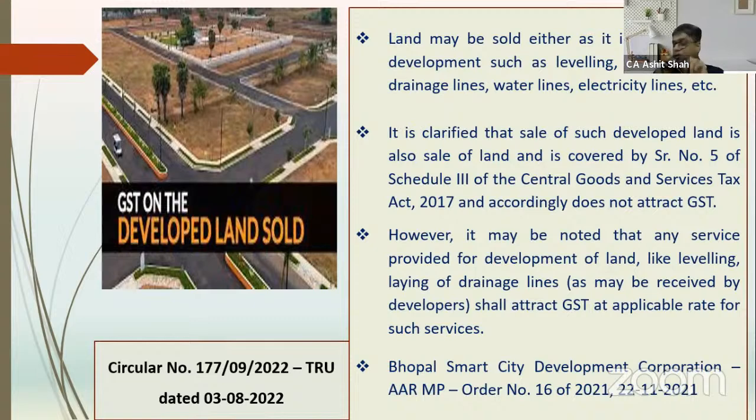However, it may be noted that the circular further says that any services provided for development of land, like leveling and laying of drainage lines, as may be received by the developer, shall attract GST at the applicable rate for such services. That means the separate activity of laying down drainage lines and water lines would attract GST, but the selling of the developed land would not attract GST. So this is also a welcome provision on GST on developed land.